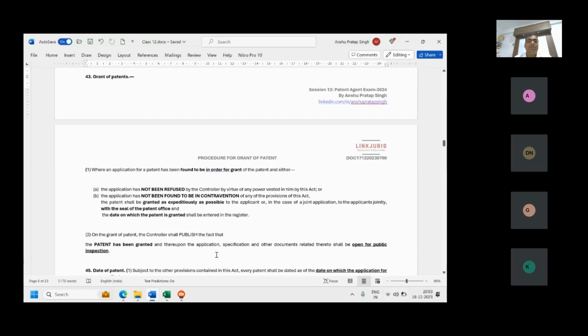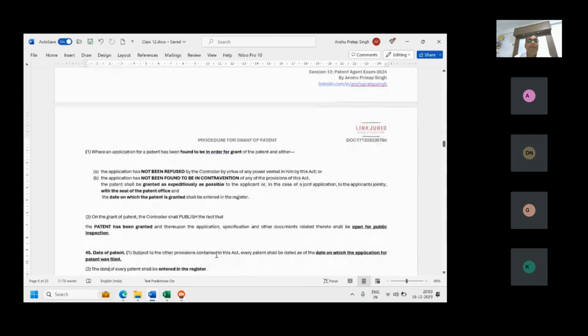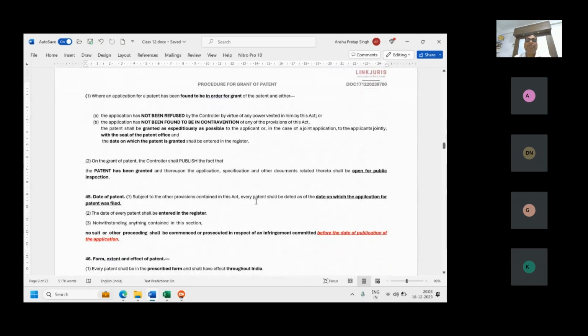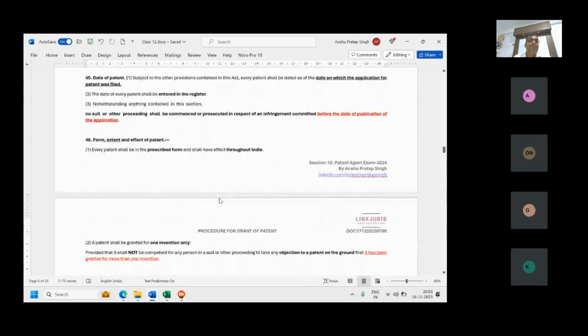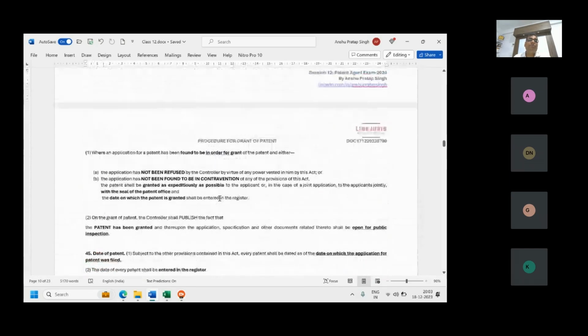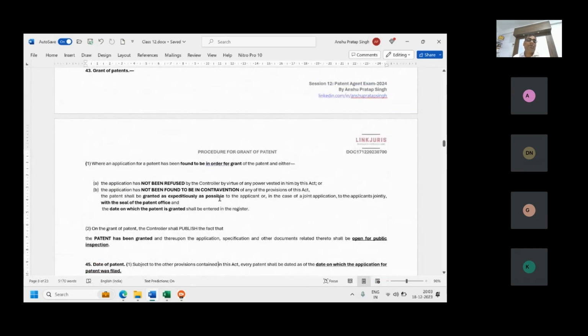On the date of grant, the Controller shall publish the fact that the patent has been granted, and thereupon the application, specification, and other related documents shall be open for public inspection. So once a patent is granted, all the documents related to that patent are open for public inspection. This fact will be published. They are publishing the fact.